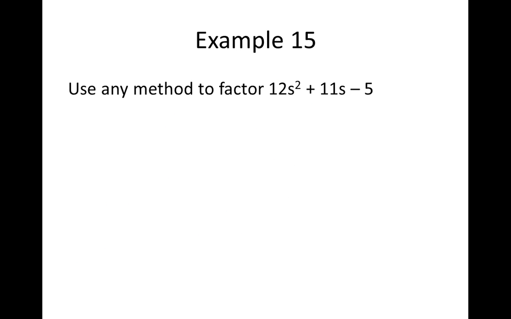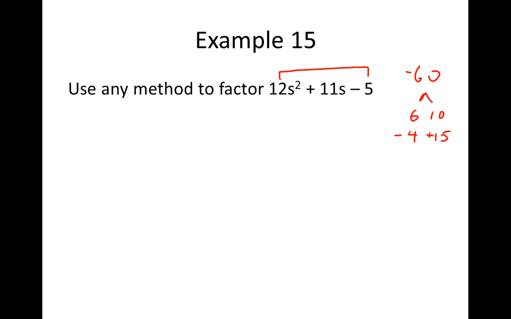Example 15. Use any method to factor 12s squared plus 11s minus 5. No common factors, so 12 times 5 is 60. It's actually negative 60, so I know I'm going to have one factor negative, one factor positive. Okay, so let's see. 6 and 10, that's not going to work. Maybe 4 and 15. There we go. We're going to have a positive 11, so 4 is negative, 15 is positive. Knowing your multiplication tables really helps do these a little more quickly.